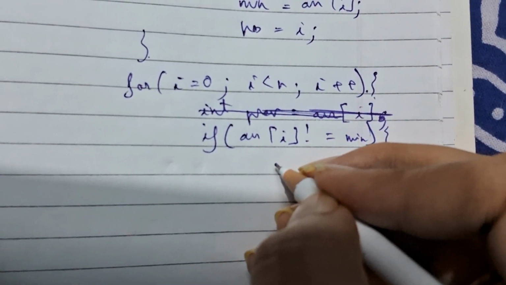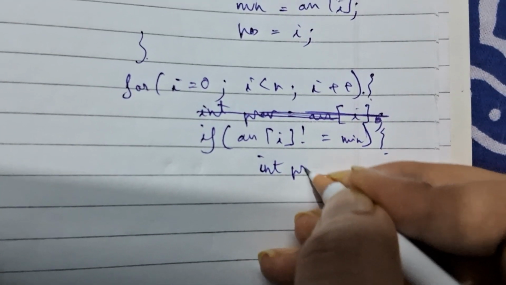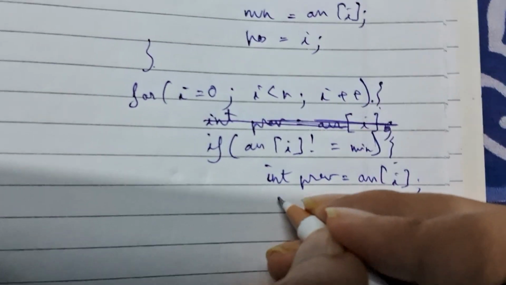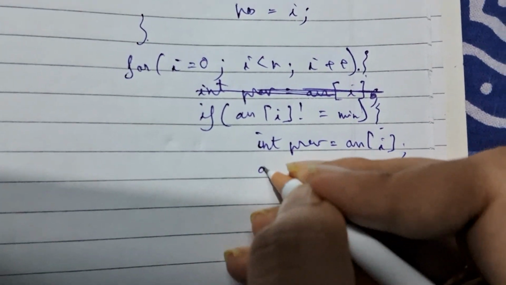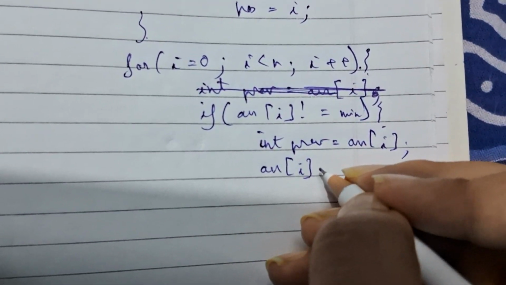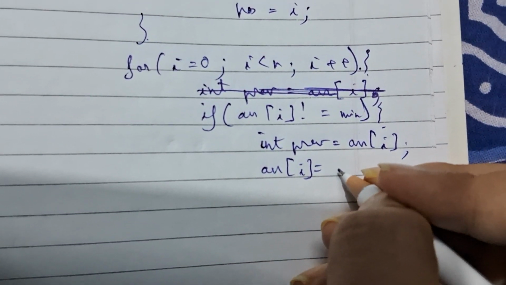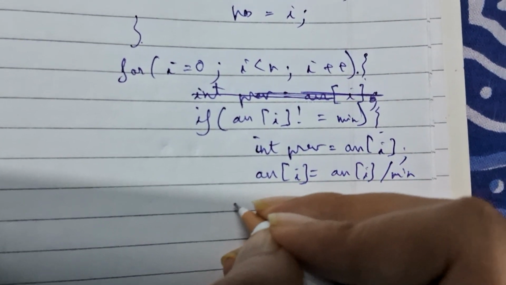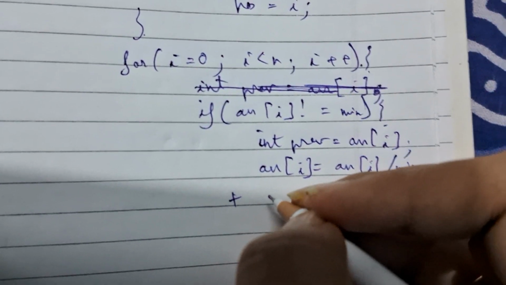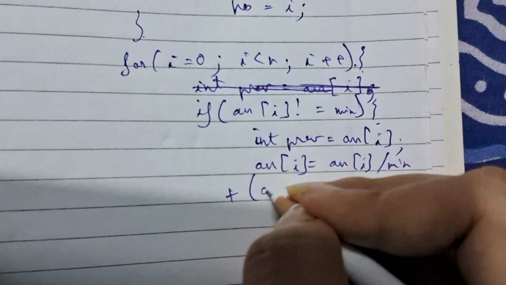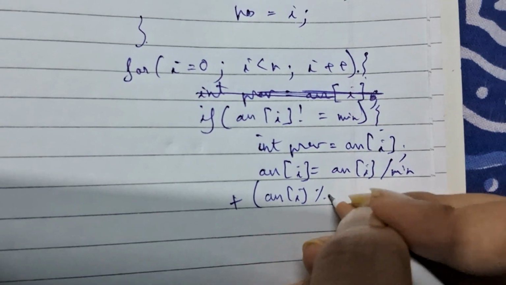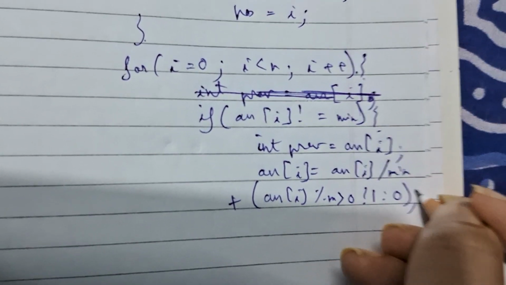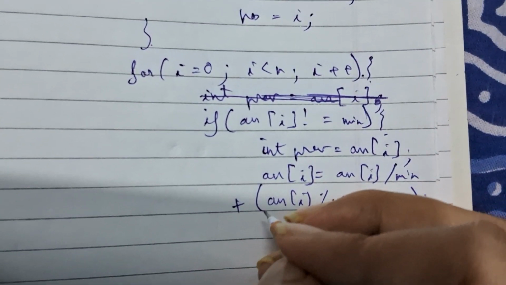Let's say previous is the actual value of ARR of I, and then we have to perform the operation on ARR of I. ARR of I is equal to ARR of I divided by minimum plus, if you know the ternary operations, you will get this. So if ARR of I mod m is greater than 0, then add 1 to it, else add 0 to it, that is keep it the same thing.